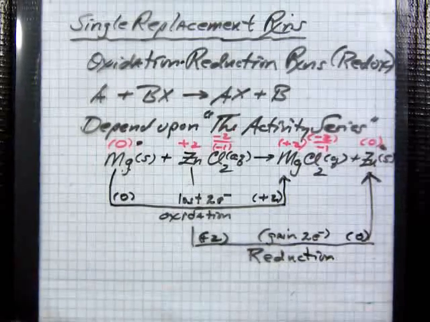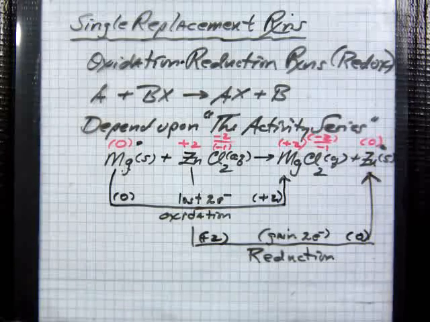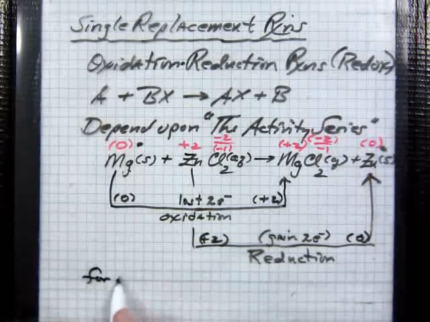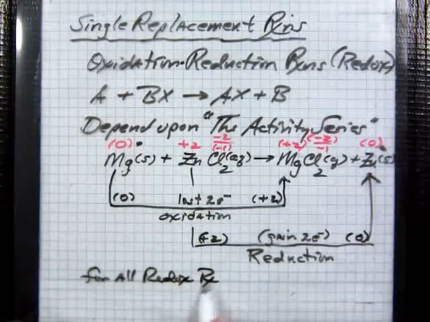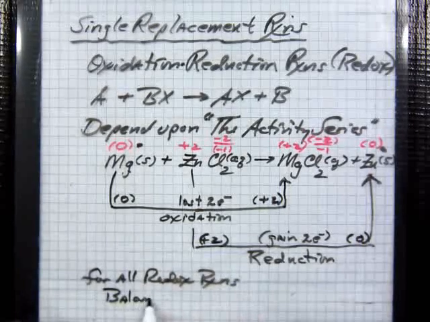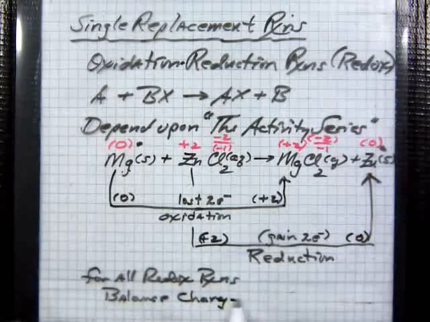In all oxidation reduction reactions, you have 2 events that need to be occurring. A balance needs to occur. A balance of mass, of course, conservation of mass, and a balance of charge. So for all redox reactions, there is a balance of charge, and balance of mass.